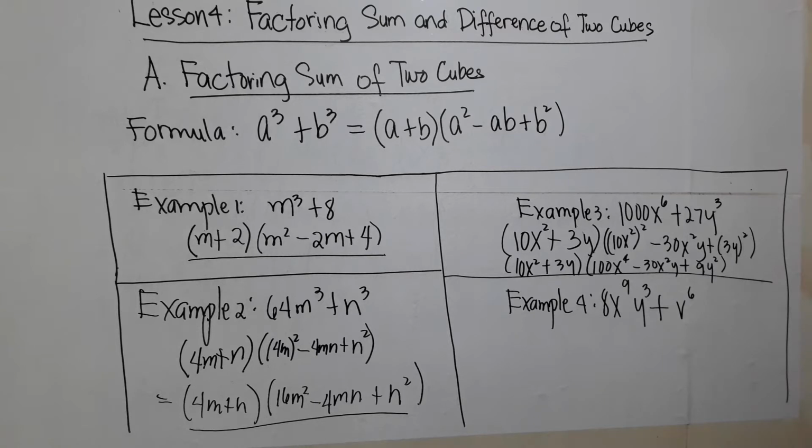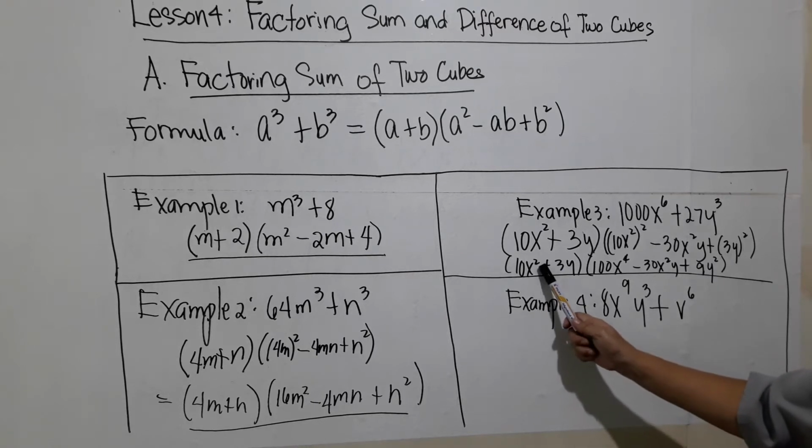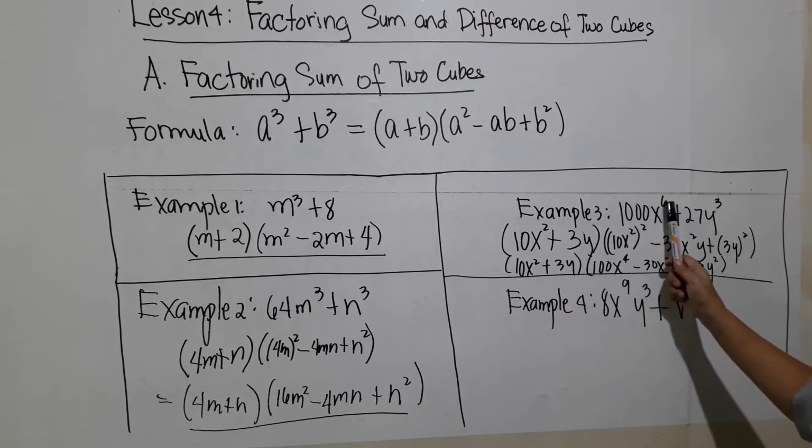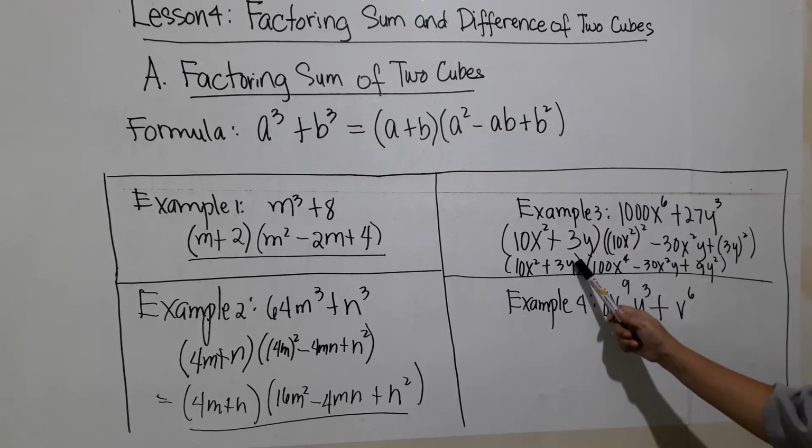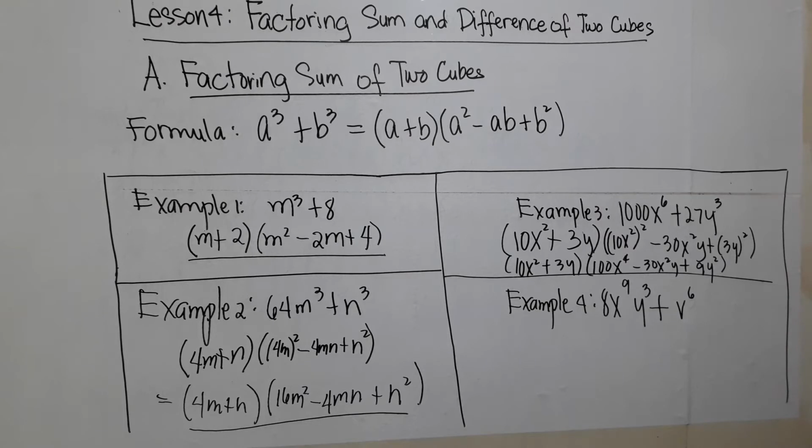You can check easily. Look at the exponents here: 2 plus 4 is 6. Here, 1 plus 2 is 3. Okay now? So we can have example number 4.